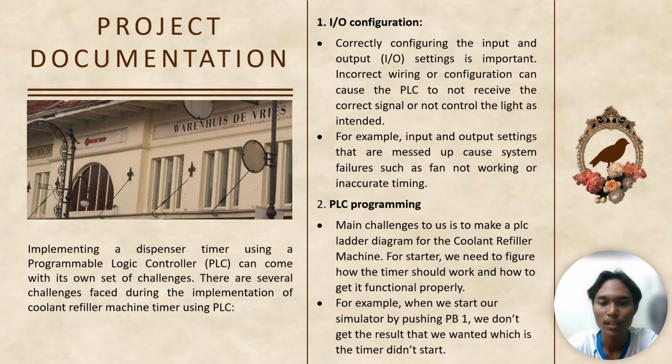For example, input and output settings that are messed up cause system failures such as a fan not working or inaccurate timing. Second, PLC programming. The main challenge for us is to make a PLC ladder diagram for the coolant refiller machine. For starters, we need to figure out how the timer should work and how to get it functioning properly. For example, when we start our simulator by pushing PB1, we don't get the result that we wanted, which is that the timer didn't start.